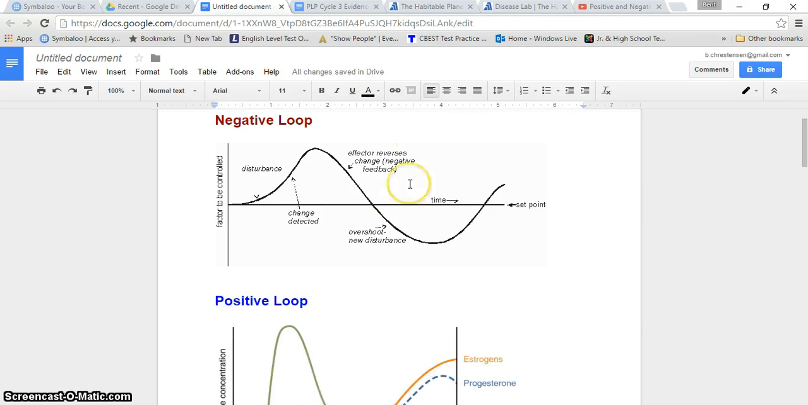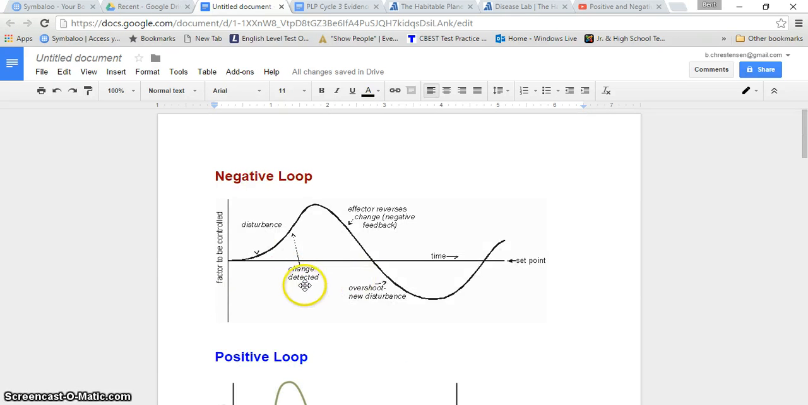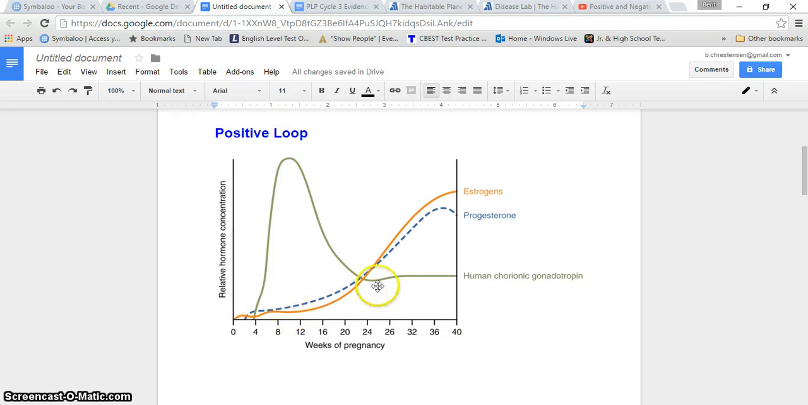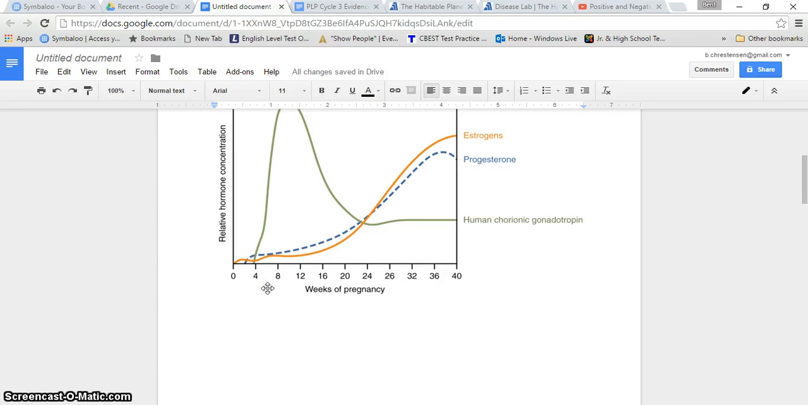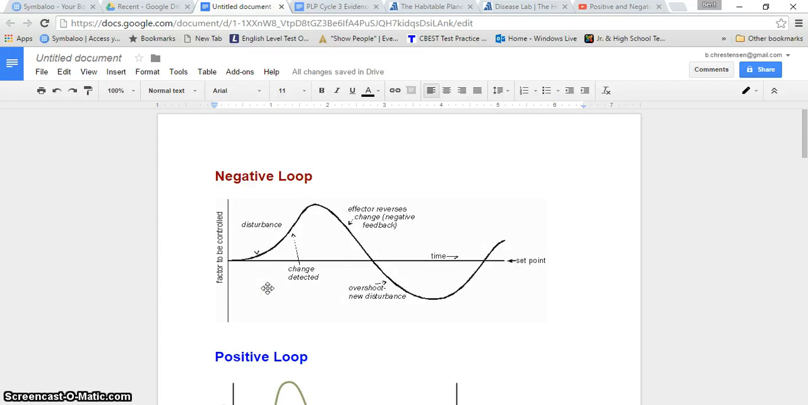And then she also needed to make positive loops, which do not come back to a balance like the negative ones, but just keep increasing with no limit unless something else happens. That's what this yellow line shows here, a positive loop that just continues increasing unless another thing is happening in the body. So that was the first formative assessment.